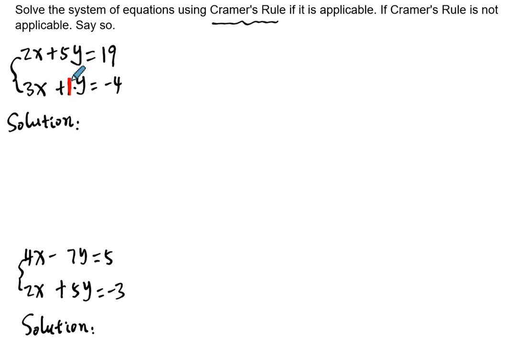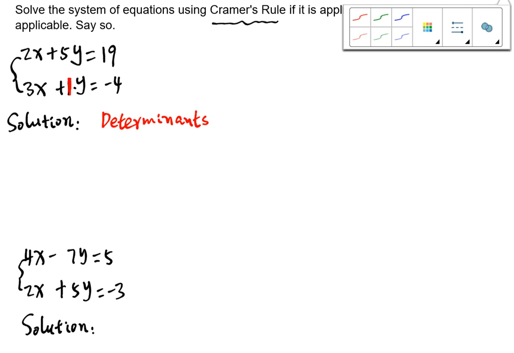Previously, we have calculated determinants. And here we need to calculate 3 determinants. Then we should be able to find the solution of this linear system.